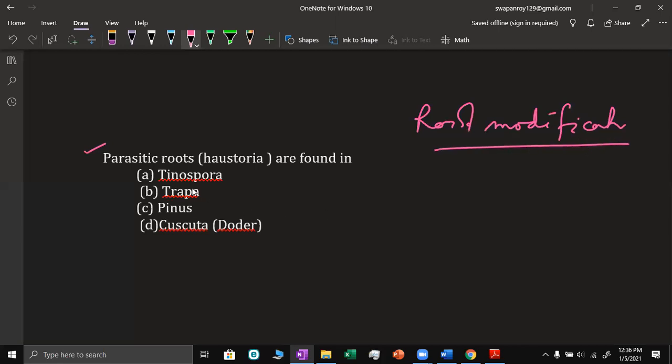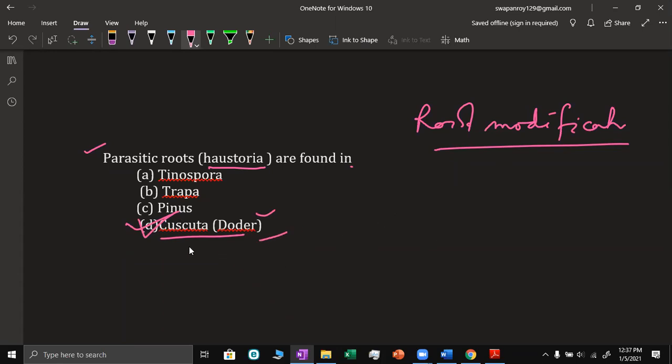In the root modification, parasitic root or the haustoria are found in which one? Tinospora, Trapa, Pinus, Cuscuta. It is Cuscuta, that is the parasitic plant, also known as dodder or the golden vine.